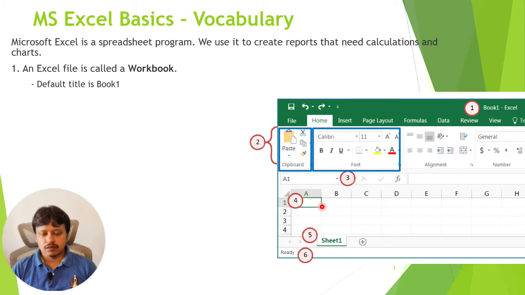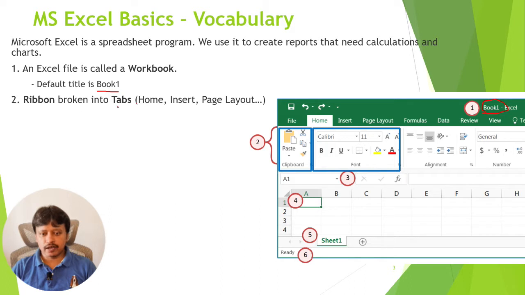So as you can see here, an Excel file, we usually call it a workbook. When I say workbook, it's made of many sheets in it, like a normal book where we have pages. Like in Excel, it will have sheets. Each sheet can have many rows and many columns in it. The default title of the workbook is called Book 1. Here you can see number 1, the Book 1.